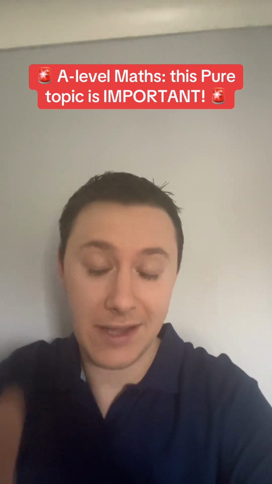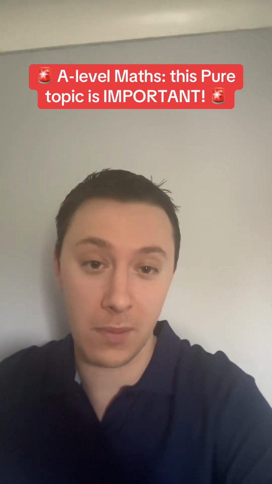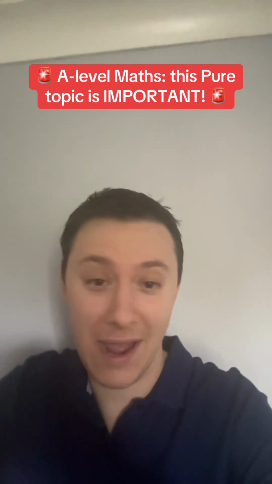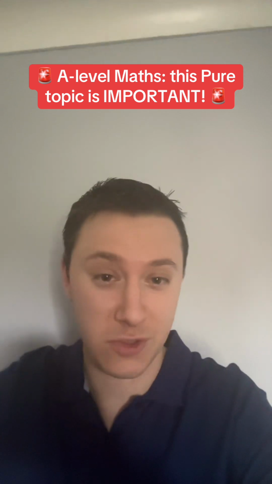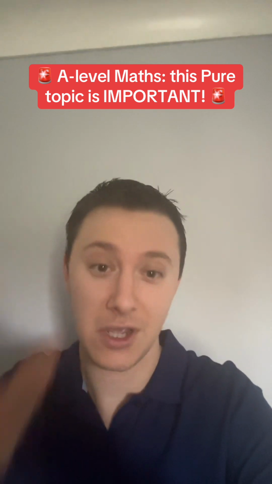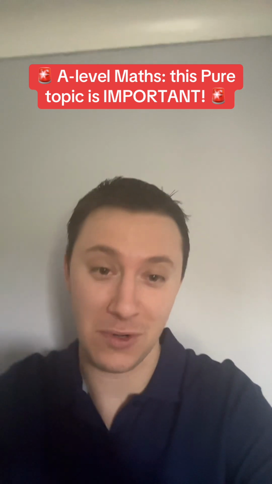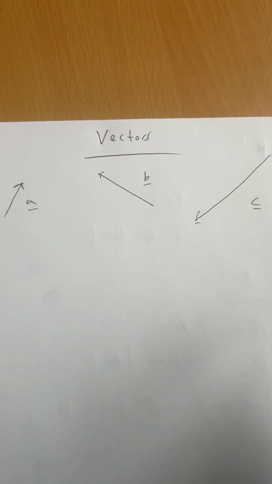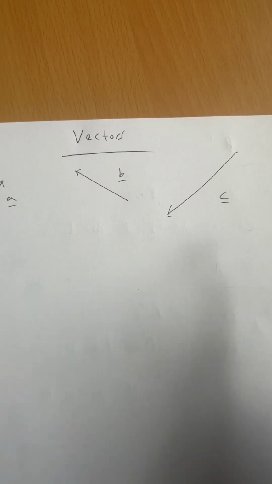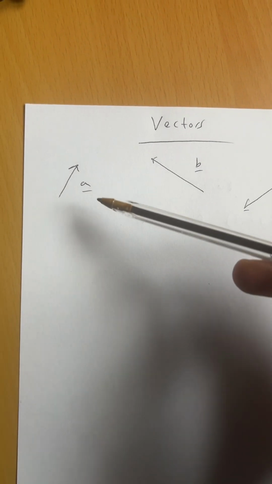Obviously, don't forget, vectors are a massive part of mechanics. And also, if you're planning to do maths or physics or some kind of statistics course at university, vectors are really important. You're not going to avoid them. So for the purposes of A-level maths, you just need to know that vectors are arrows. And as you can see, obviously arrows can have different lengths and different directions. When you go to uni, you'll also see that functions can be vectors too, but let's not worry about that for now.